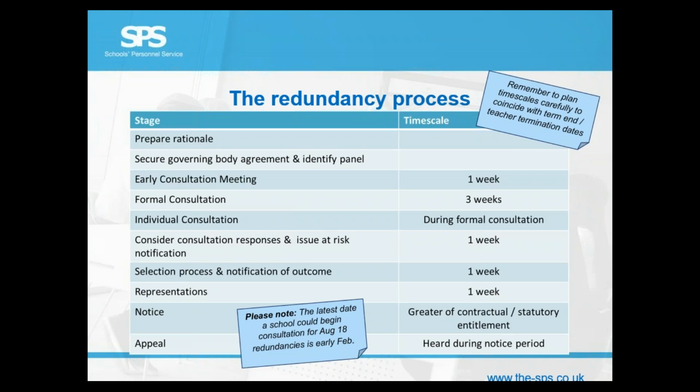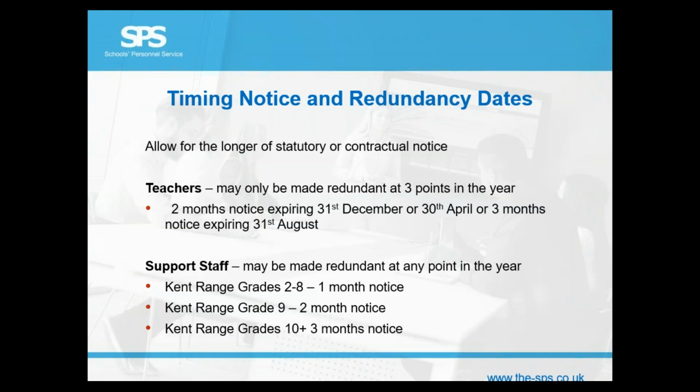remembering critically that in the case of teachers you want to be ensuring that your timings coincide with the dates in the year where you can dismiss staff. This is often a bit of a juggle when schools are planning redundancies. As you might know, teachers can only be made redundant at 3 points in the year. So when we're working with schools, we need to ensure that those dismissal dates tie in with either 31st of December, 30th of April, or the 31st of August. Hence when we're planning the timescales, we're working around those key end dates for you.